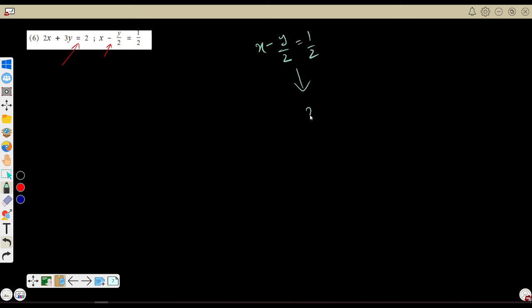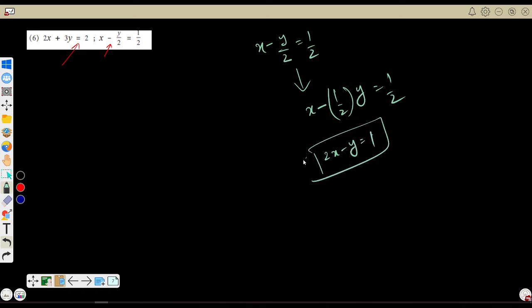I can say that this equation is nothing but x minus 1 upon 2 multiplied with y is equal to 1 upon 2. If I want to get rid of this fraction, I can multiply this equation by 2. Then the equation will be 2x minus y is equal to 1. So I can use this equation or that equation. It's up to you. Both methods are correct. For this particular case, I will go with this second format.